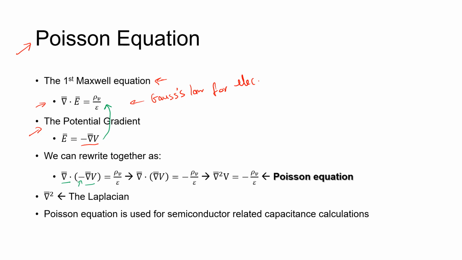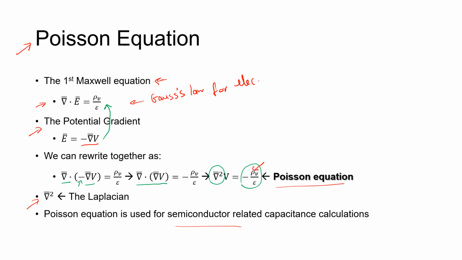If you divide both sides by -1, then you can rewrite div grad V equal to minus rho V over epsilon. And actually this relation is nothing but what's called nabla squared V, and the right hand side is the same. This equation is named the Poisson equation. Nabla squared is the Laplacian. We will not use this specific equation, but we will use another version of it, which is called the Laplace equation. But this Poisson equation is used to calculate the capacitance in semiconductors where the charge is distributed over a volume.